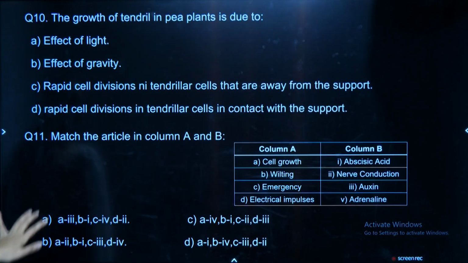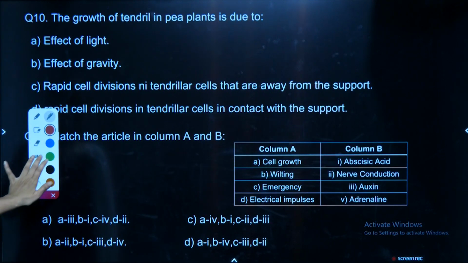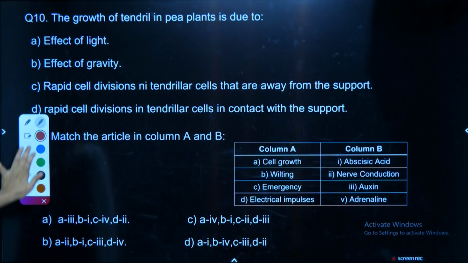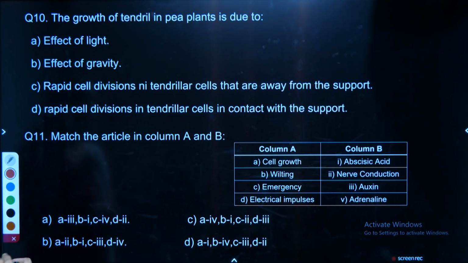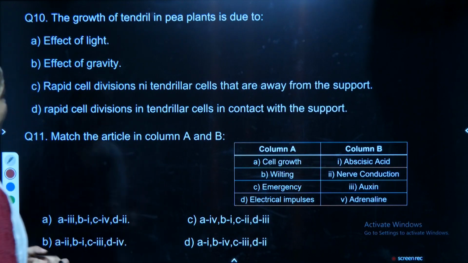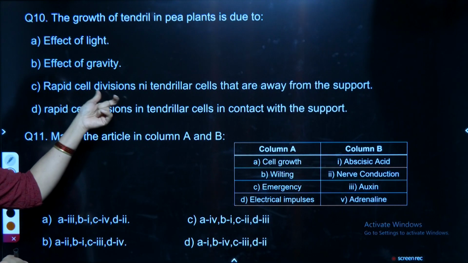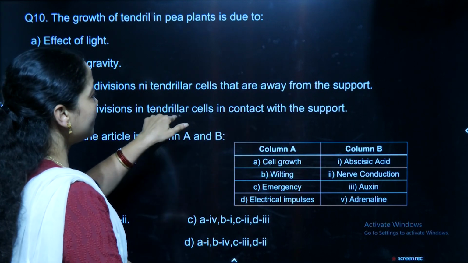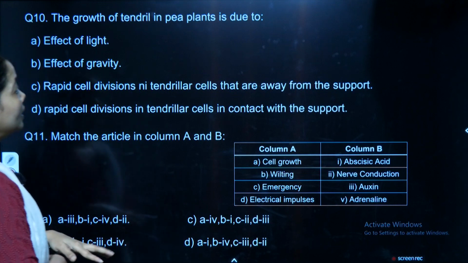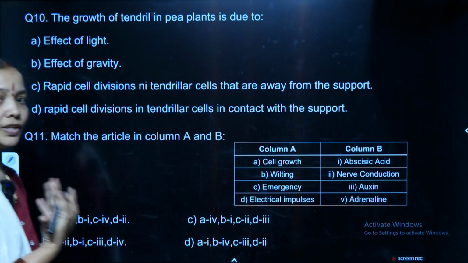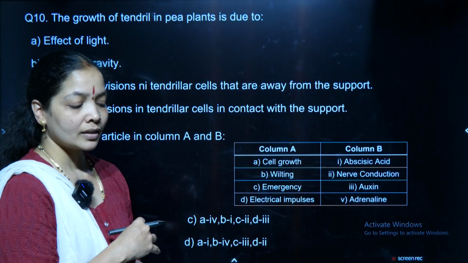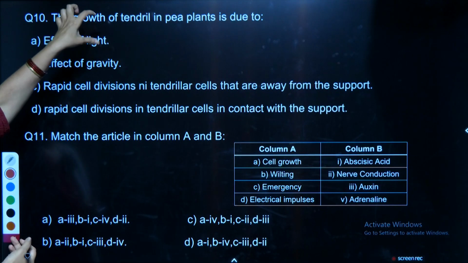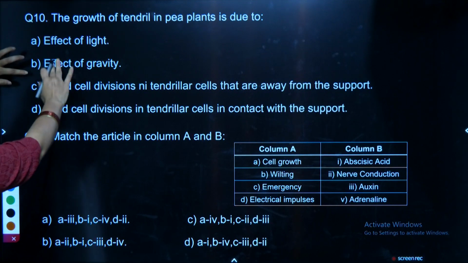Moving to the 10th question. In the 10th question, they have asked us: the growth of tendrils in a pea plant is due to the effect of light, effect of gravity, rapid cell division in tendril cells that are away from the support, or rapid cell division in tendril cells in contact with the support. Whenever we see a pea plant, we all know it grows very fast. So the movement or the growth happens in the tendrils. So options A and B are eliminated.